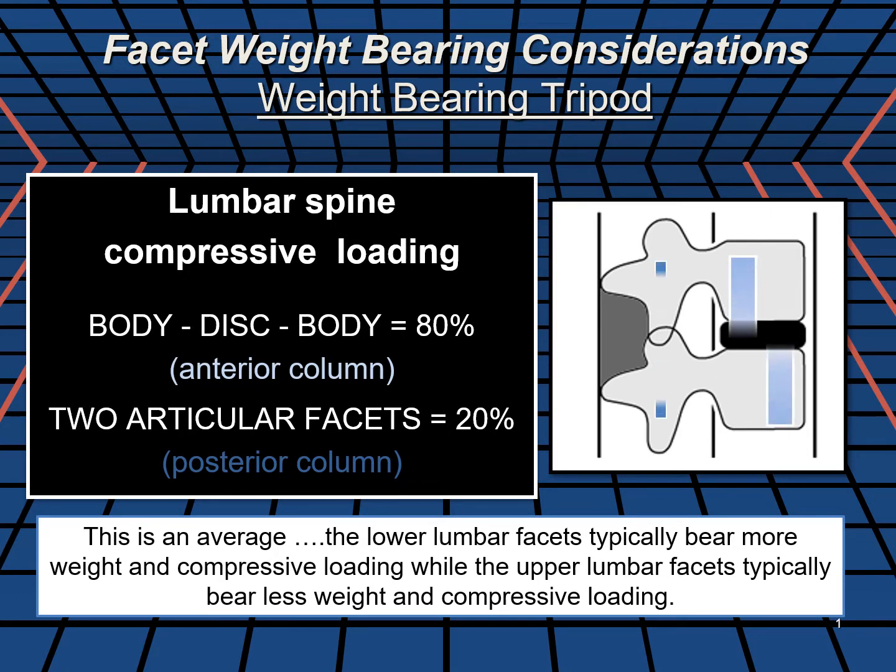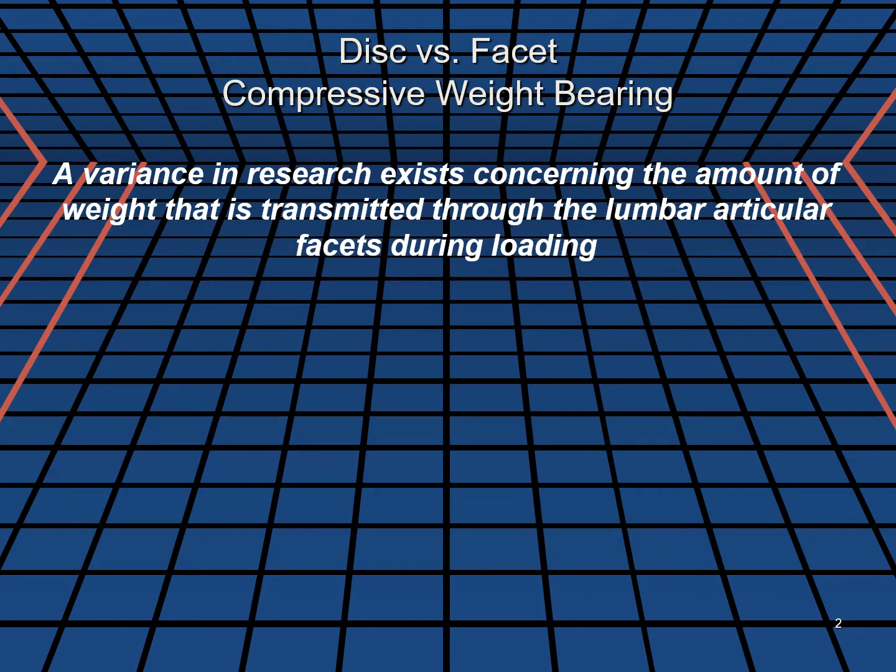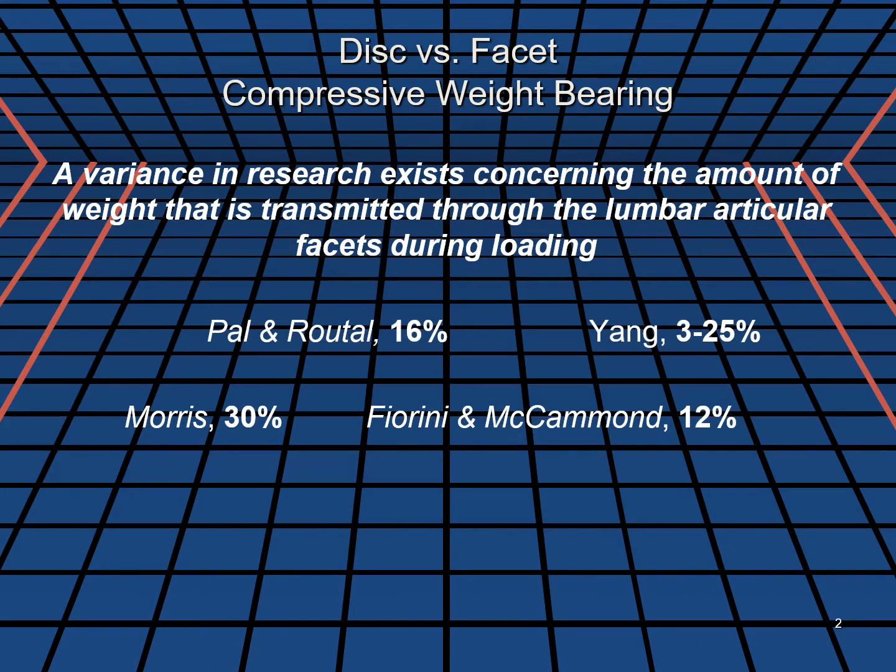It's an average. The lower lumbar facets typically bear more weight and more compressive loading than the upper lumbar facets. There is a variance in research concerning the amount of weight that is transmitted through the facets during loading. There's just four of many articles and research projects to try and determine that. A general consensus would be 20% compressive loading through the facets, 80% through the vertebral bodies and discs.